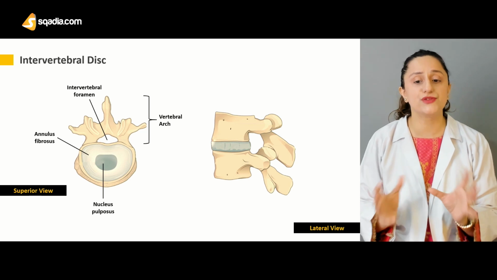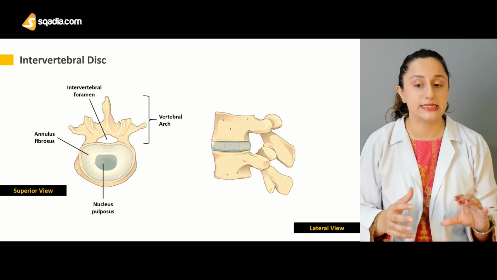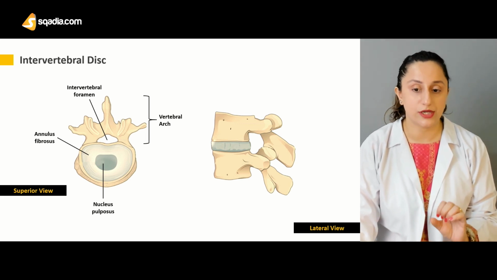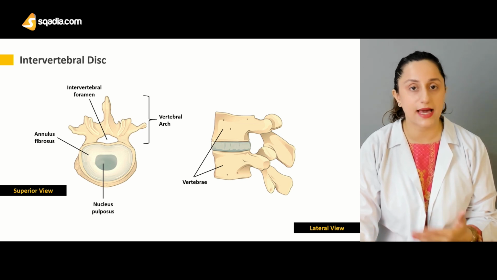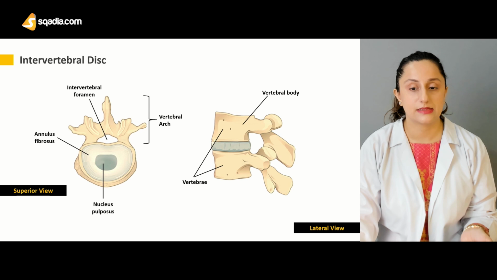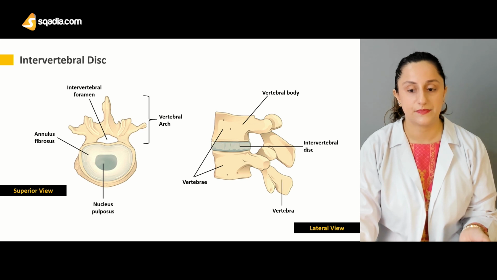This is again a lateral view, which emphasizes the fact that the intervertebral disc is present in between the two vertebral bodies. So these are the two vertebrae. It can be any of the segments, either cervical, thoracic or lumbar, and the intervertebral discs are present in between. This is the vertebral body, and this is the location of the intervertebral disc.